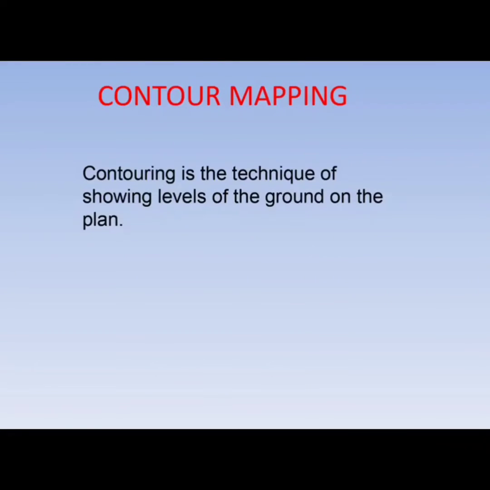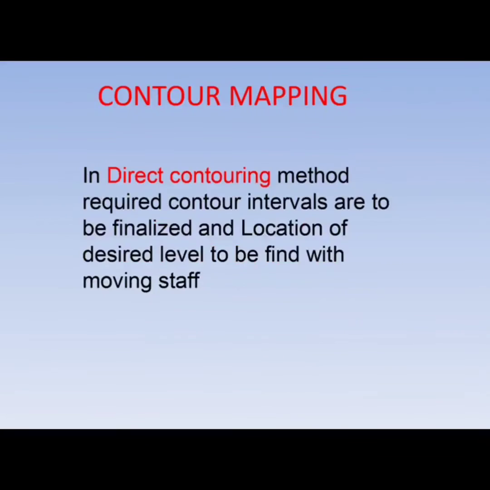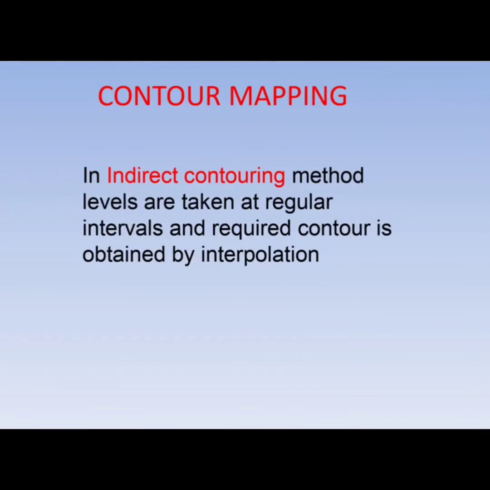Contouring is the technique of showing levels of the ground on the plan. Contour mapping can be done in two ways: the direct method, and indirect methods like the method of squares, method of cross sections, and radial line method. In the direct contouring method, required contour levels are finalized and the location of the desired level is found by moving the staff. In the indirect method, levels are taken at regular intervals and the required contour is obtained by interpolation.